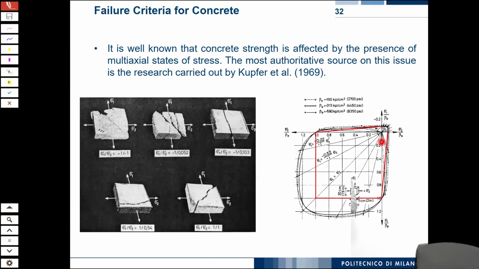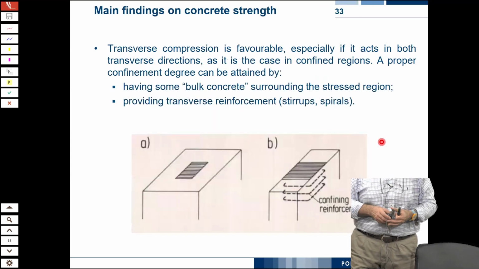This is very important. And the red one is the way in which we simplify this diagram. So we use straight lines here. And for the sake of safety, this 20% benefit, we say, okay, we neglect it. We neglect it, but we know that it does exist.